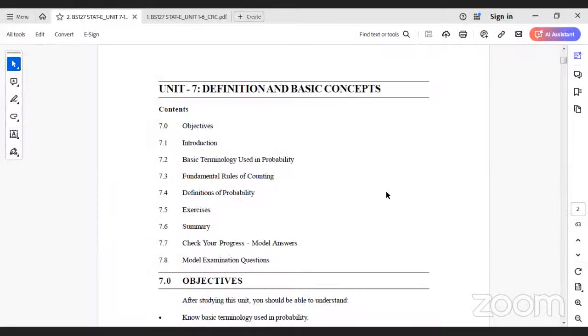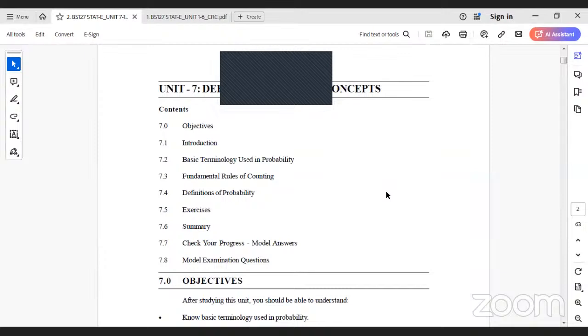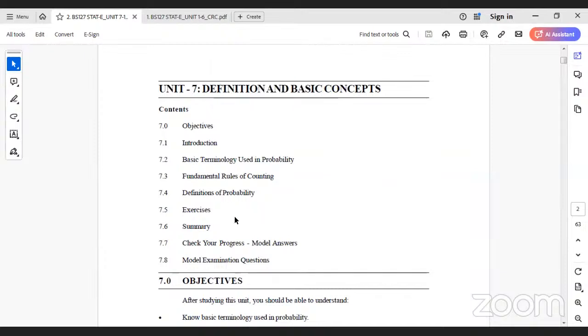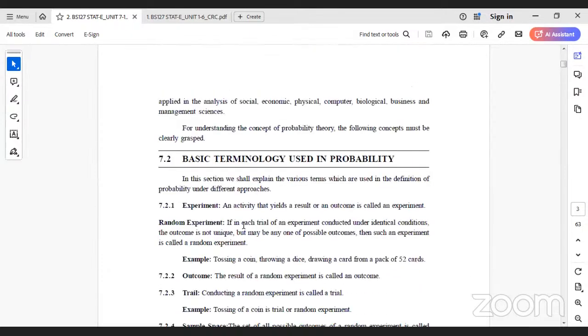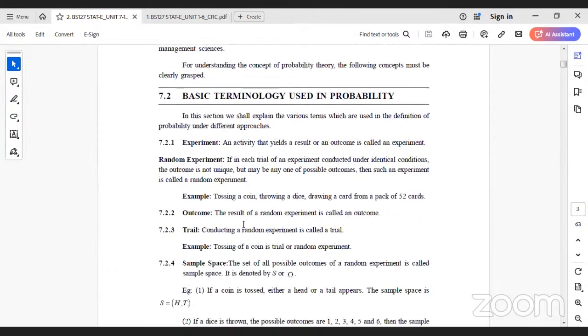So 7th unit: definition of basic concepts, basic terminology used in probability, fundamentals of rule of counting, definitions of probability. So exercises we are taking here in this unit. So basic terminology used in probability.